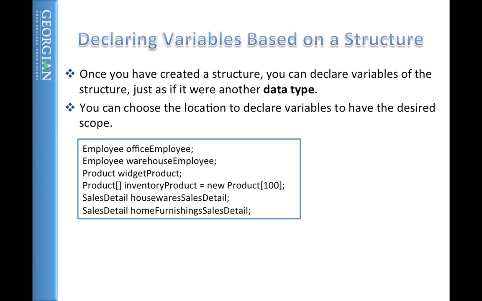So here's an example of the product. See this fourth example here. We've defined a product, right? A product array, inventory product, right? And I'm saying, well, guess what? This inventory product is a new product, so a new structure of 100 elements. So you can actually create, once you create this structure, it's like creating your own little data type, your own custom data type, if you will, right?